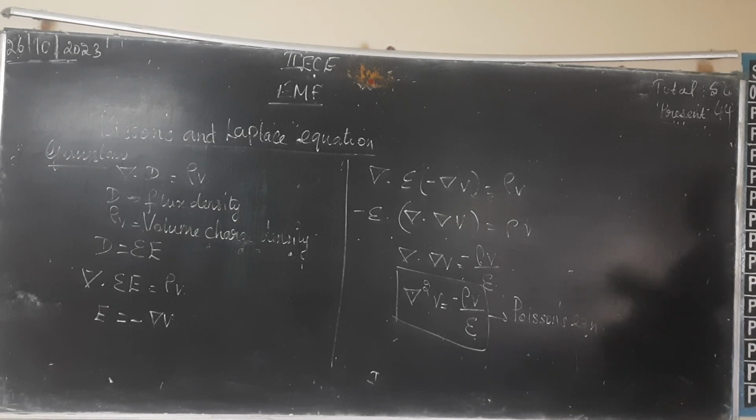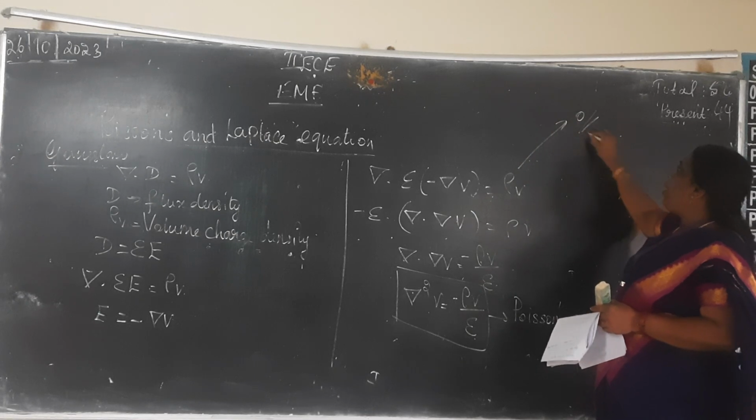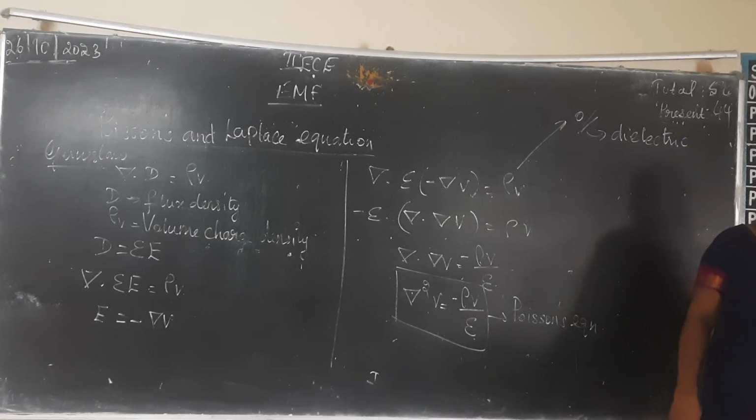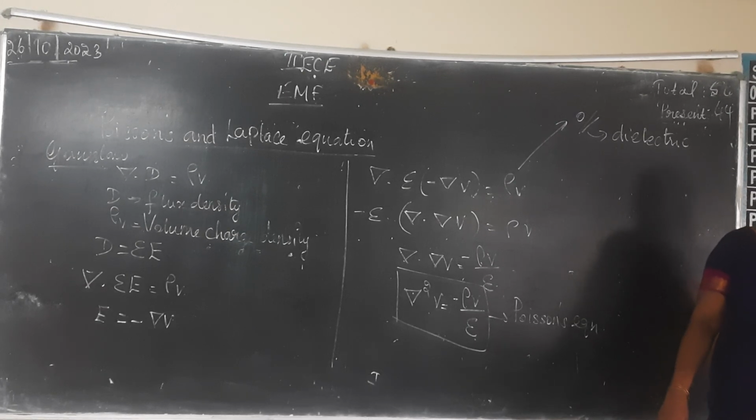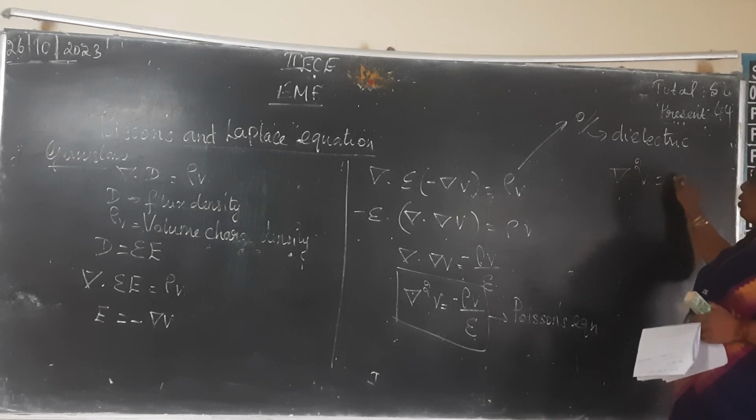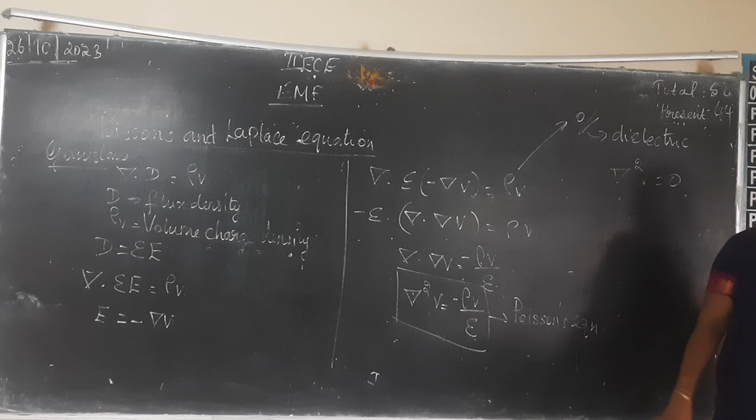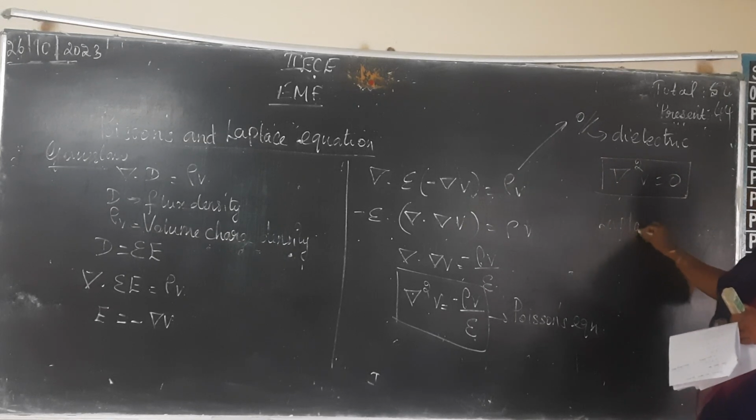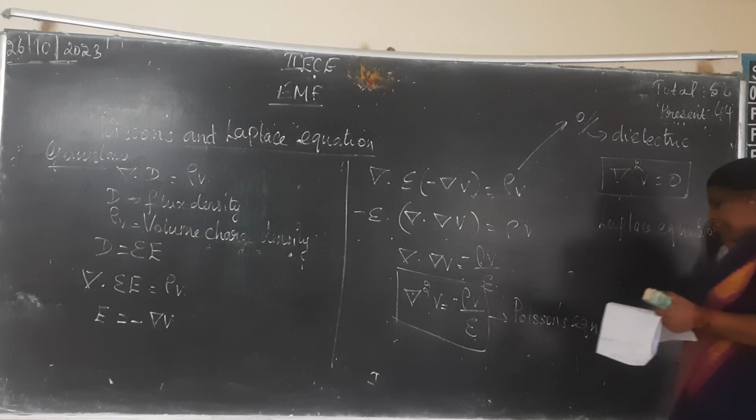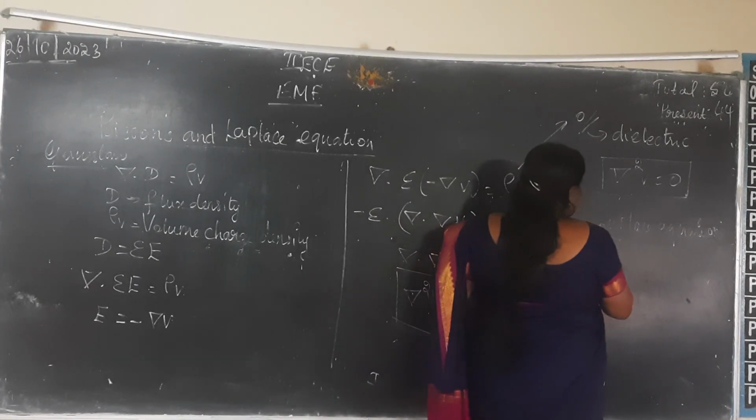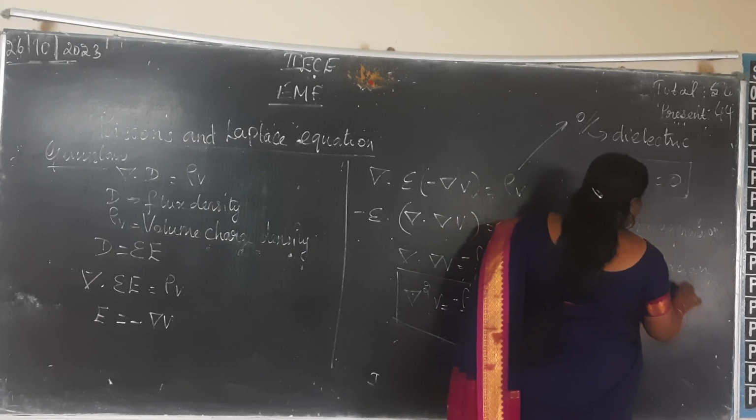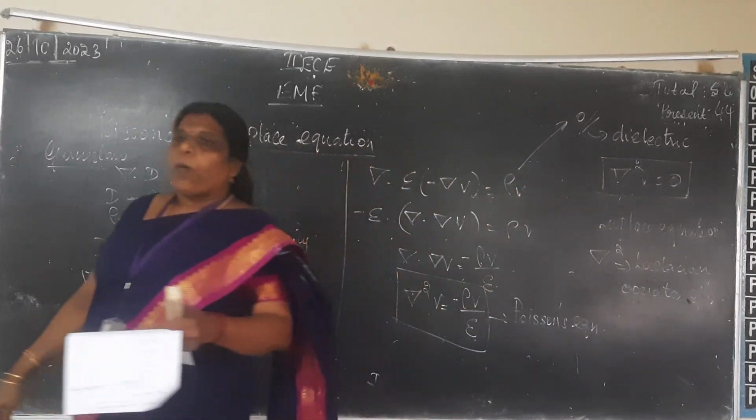Next one. In certain regions, we can say that rho V is equal to 0, as in the case of a dielectric or a two dielectric medium, where the volume charge density is equal to 0. So we have del square V is equal to 0. This equation is called the Laplace equation. Del square is called the Laplacian operator of V.